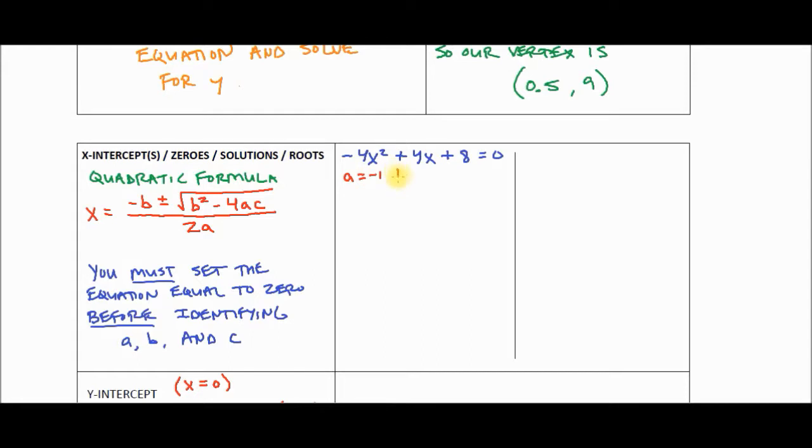All right, let's find the value of a. A is negative 1. b is 4, and c equals 4. Actually, c does not equal 4. Let's fix that. c equals 8.